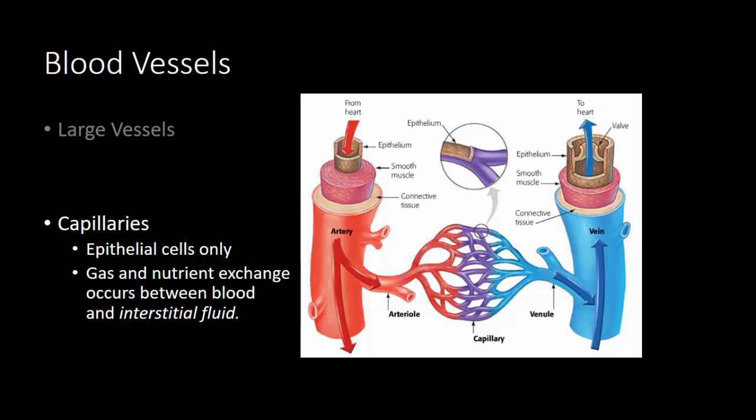The capillaries, the site of nutrient and gas exchange, are very tiny vessels comprised of epithelial cells only. Only one blood cell can pass through a capillary at a time and allow for the most efficient exchange between the bloodstream and tissues through interstitial fluid. Interstitial fluid is a watery solution between cells that allows for the diffusion of nutrients.